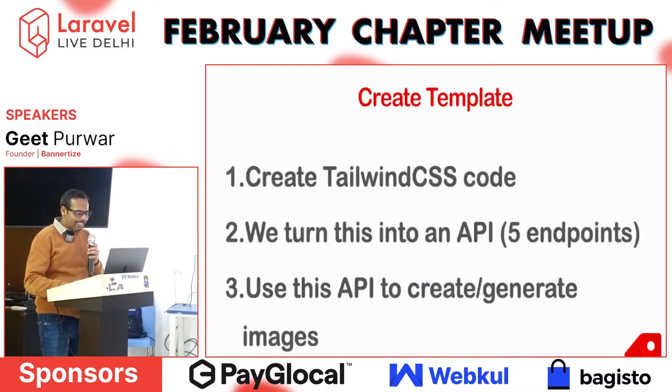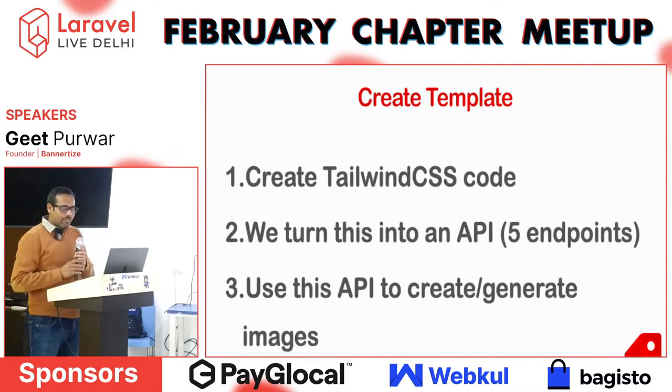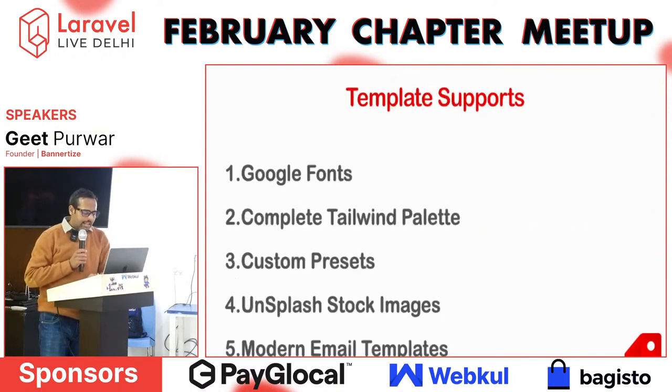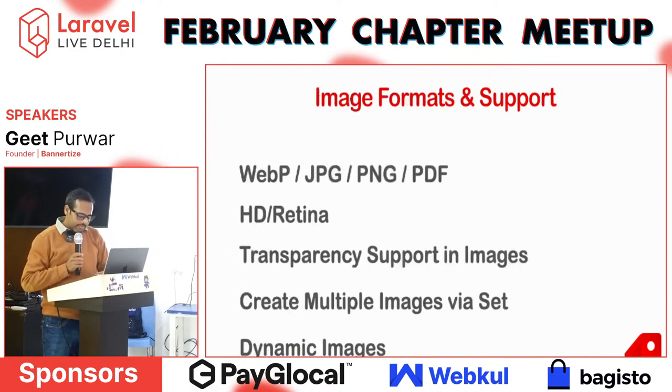All right, so let me start step by step. This is how we create a template. We write Tailwind CSS code. We get an API, and we can send requests to that API to create images. And the template supports all sorts of facilities such as Google Fonts, the complete color palette, stock images, and all kinds of email templates.